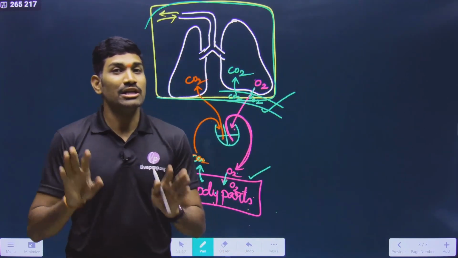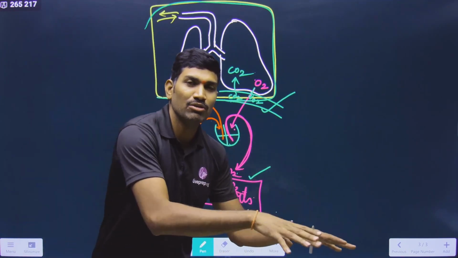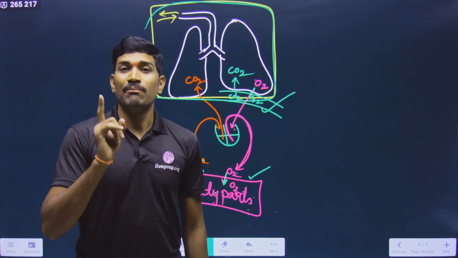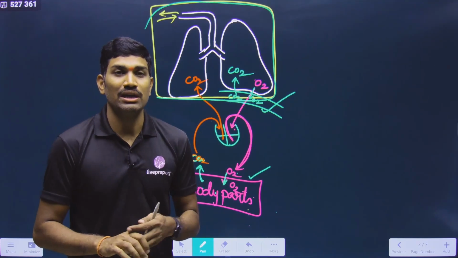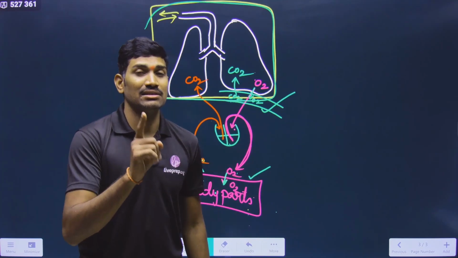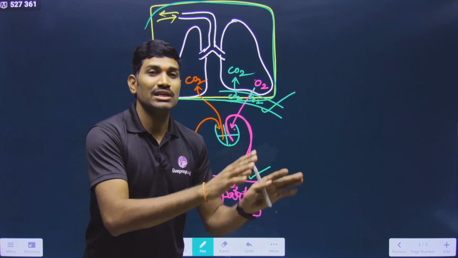And please remember, even though that chapter was given in plant physiology, many students are thinking that glycolysis, Krebs cycle, electron transport occur only in the plants. They are thinking that these processes occur only in the plants.